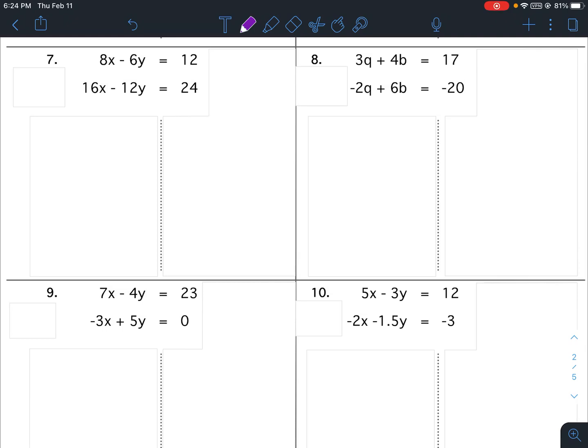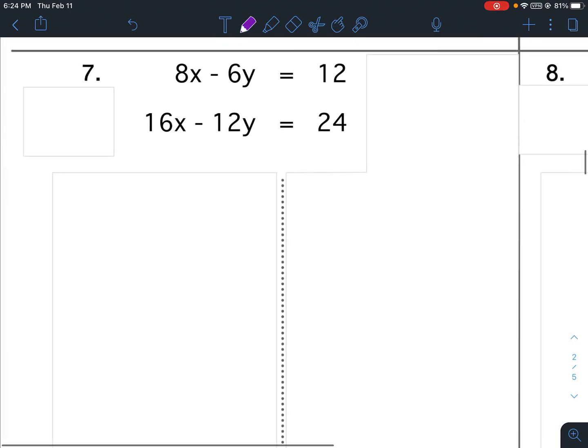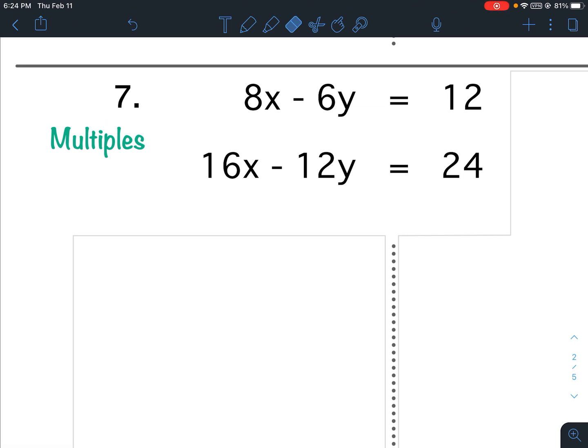Solve systems of equations using elimination, lesson 11 worksheet. Question number 7. There are no coefficients that are opposites or identical, therefore I do not have opposites or identical terms. But what I do have are multiples. 16 is a multiple of 8 and 12 is a multiple of 6. So I have multiples. I'm going to use the 6 and 12 because they are smaller numbers.